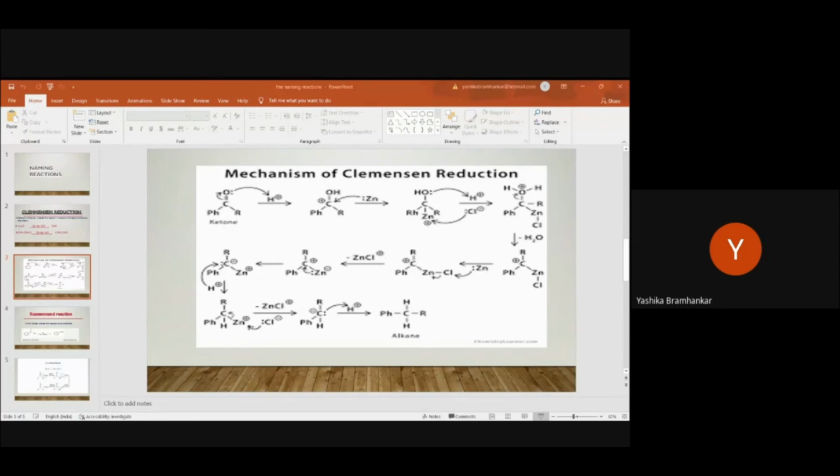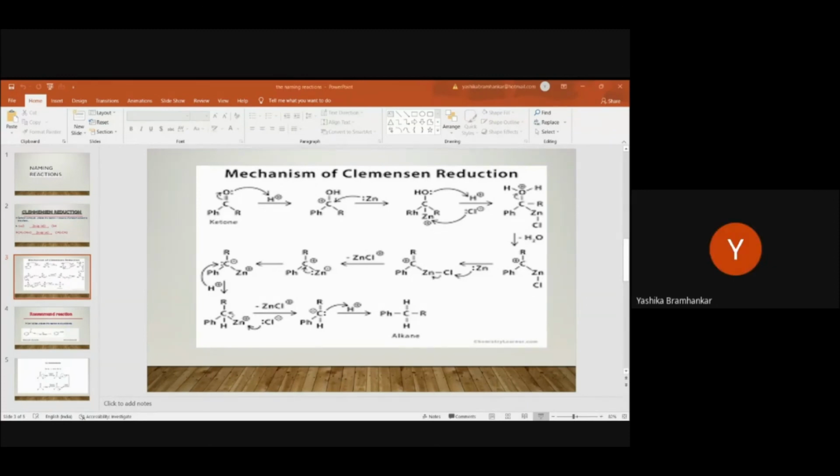Now the zinc has a lone pair, so it will give its lone pair to the carbon which has a positive charge, to satisfy its valency and stabilize it. After donating its electrons, the carbon will get a negative charge and zinc will get a positive charge.